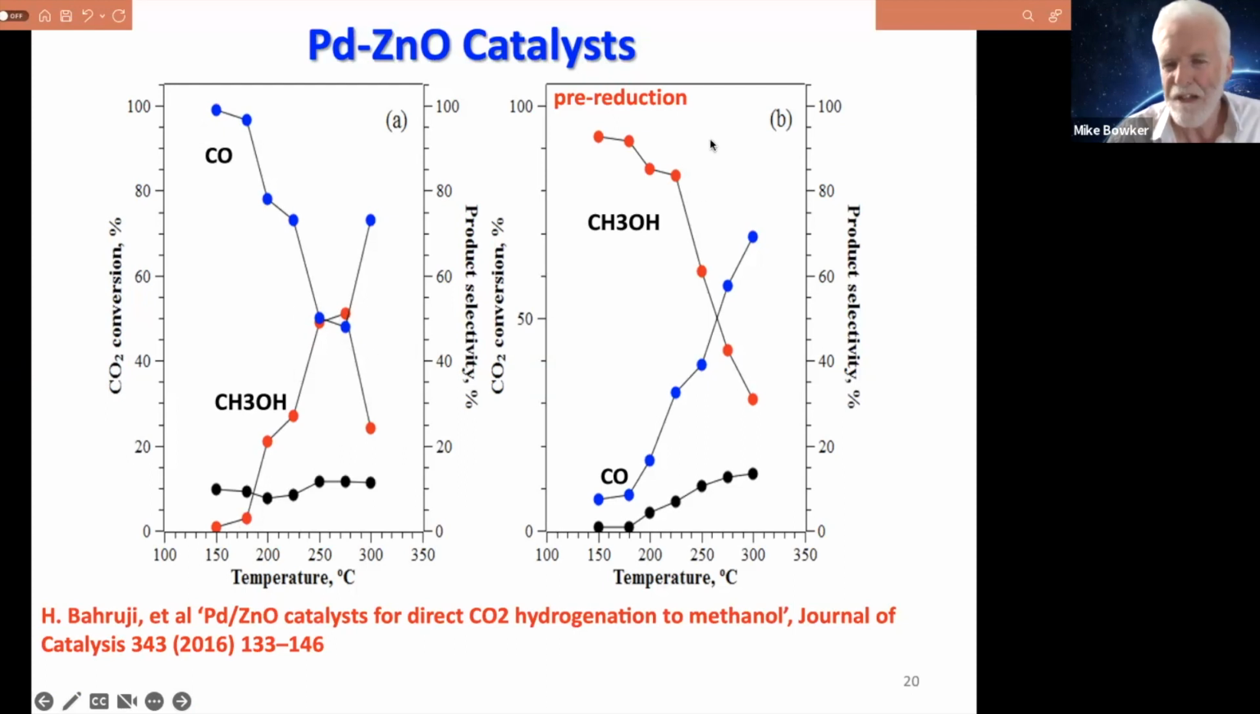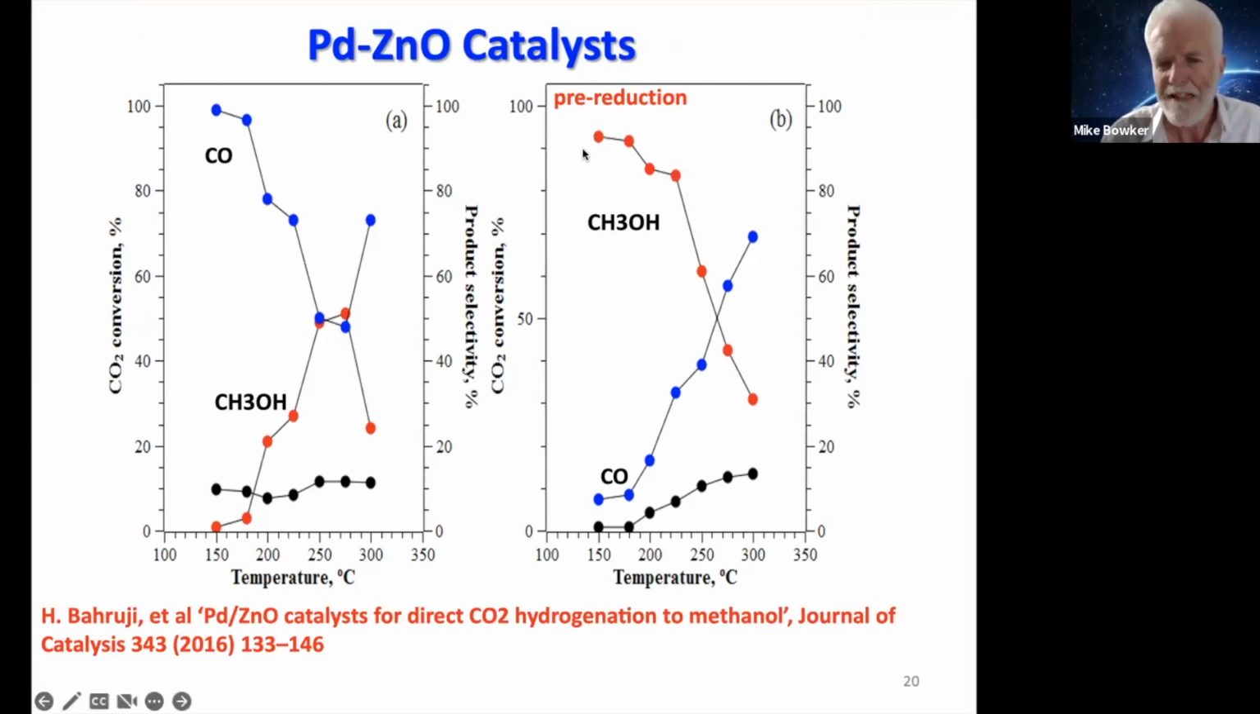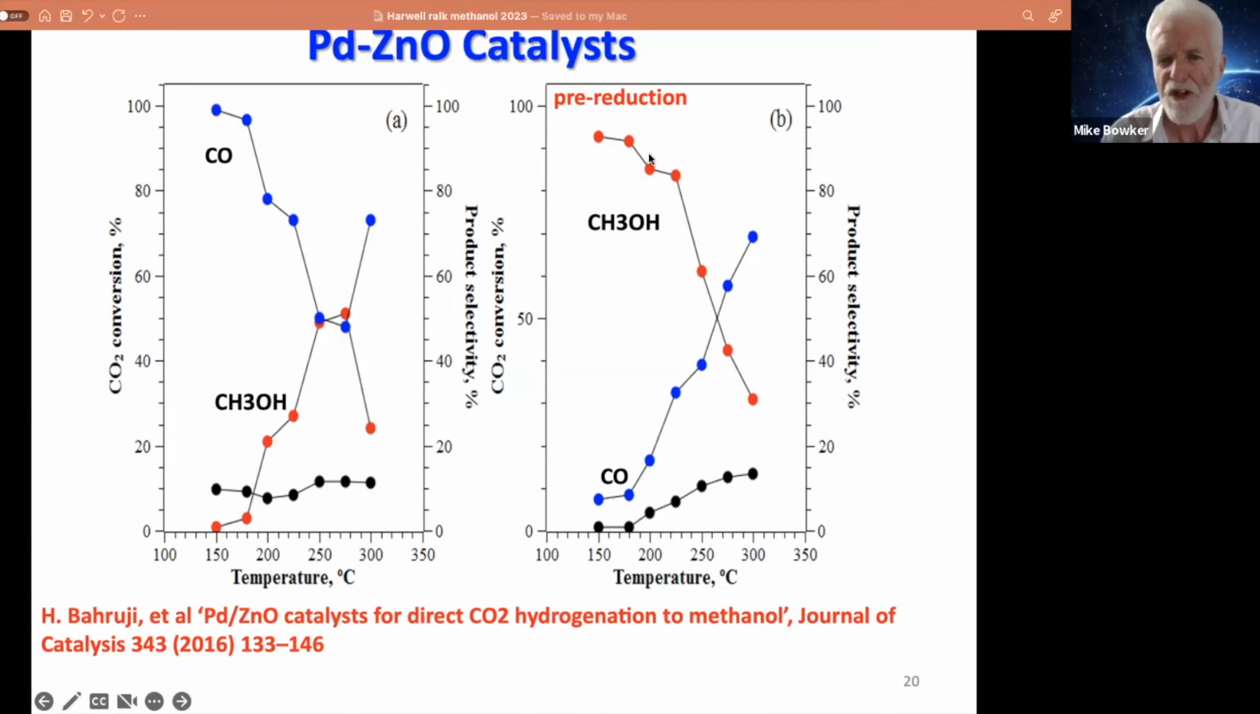So if we look at pre-reducing the catalyst, and I think this was pre-reduced at 400 degrees centigrade, if we pre-reduce that palladium zinc oxide catalyst, lo and behold, even at low temperature, we get very good selectivity to methanol, which goes down as temperature increases because it's an exothermic reaction, and CO goes up with temperature because it's an endothermic reaction. And at higher temperatures, the methanol selectivity is really quite low. And at around this temperature, we're reaching equilibrium in methanol production too.